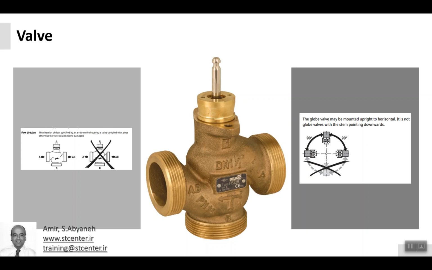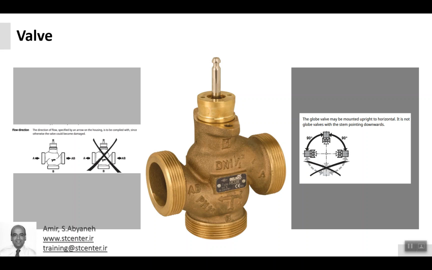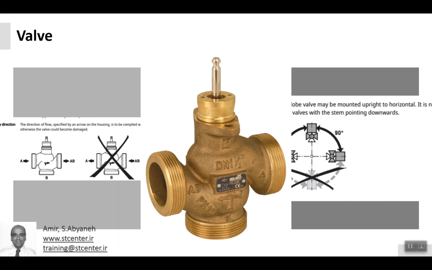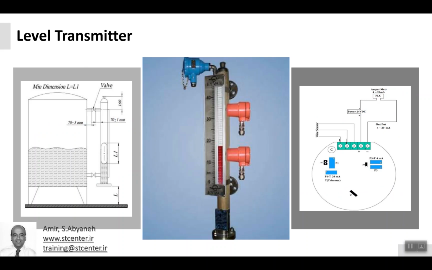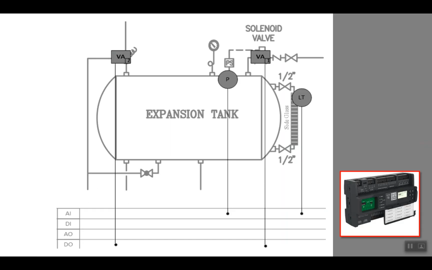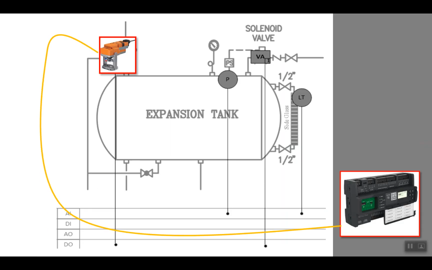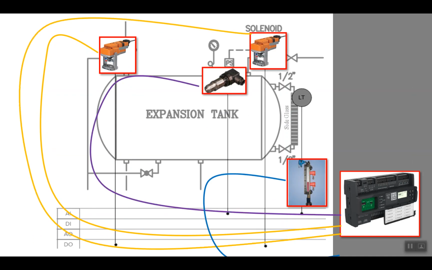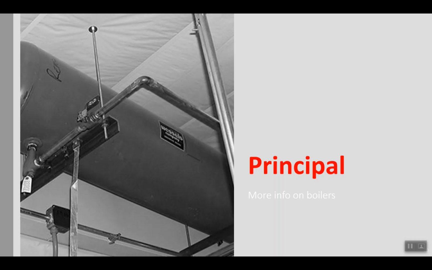We should know about the direction of the fluid, and the positioning of the valve base according to the manufacturers. About the level transmitter, we can use it to receive 4 to 20 milliamp or 0 to 10 volts to understand exactly what the level in the tank is. So you can see, then we can place the valve actuators, pressure transmitter and level transmitter.